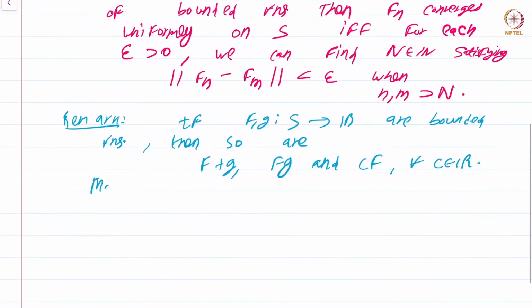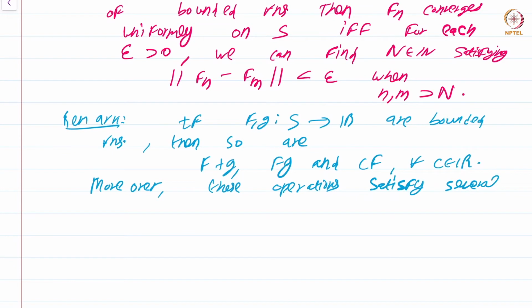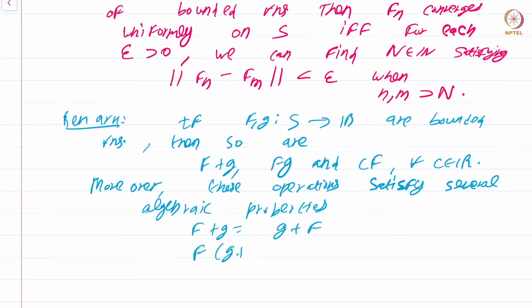Moreover, these operations satisfy several algebraic properties. For instance, if you take f plus g, it's the same as g plus f. If you take f times (g plus h), where h is a third bounded function from S to R, this is nothing but fg plus fh.